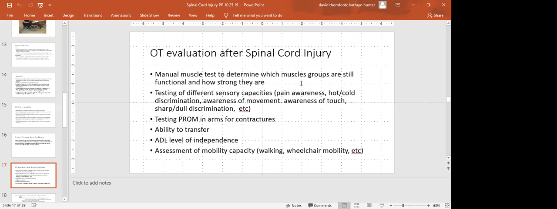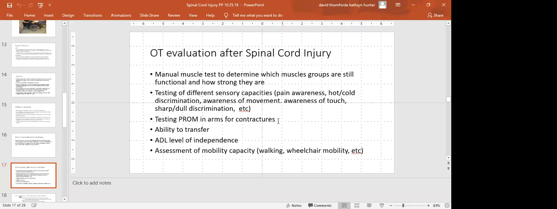In my experience, it's generally okay to do a gross test of the muscles that extend the elbow, how strong are they? We're also going to test sensory capacities, whether the person has awareness of pain, the difference between hot and cold, whether they are aware of movement, whether they can tell the difference between a sharp and a dull discrimination. And these you would do using a safety pin for sharp or dull discrimination, using a little tube of hot and cold water to test the difference between hot and cold, to see if they can tell the difference when they have their eyes closed.